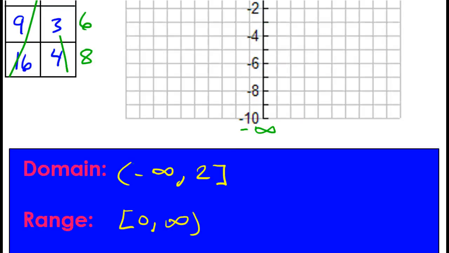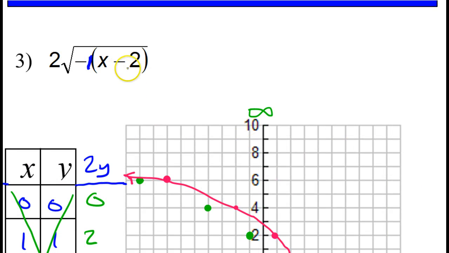Okay, and because of the negative 1 under the radical, what's that? Horizontal compression? No, because it's a 1. What happens when you multiply a number by 1? Does it get bigger or smaller? It stays the same. So because it's a 1, it's not going to get bigger or smaller, but it's going to be a reflection over the y-axis.